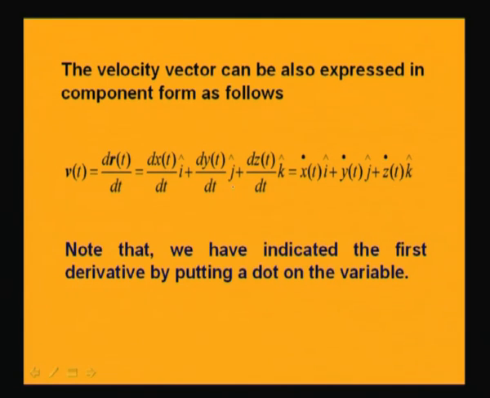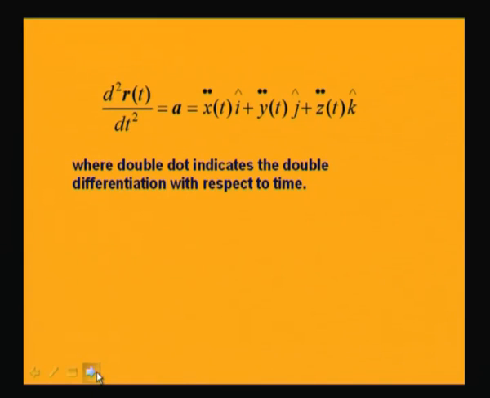R is basically xi plus yj plus zk, where unit vector i is along the x axis, unit vector j is along the y axis, and unit vector k is along the z axis. So, therefore, dr of t by dt is dx by dt i plus dy by dt j plus dz by dt k, which can be written as x dot t i, y dot t j, z dot t k. x dot t indicates that this component is a function of time. Similarly, the other components are also functions of time. Dot indicates the derivative with respect to time. A single dot indicates the first derivative, and two dots on the alphabet indicate the double derivative.